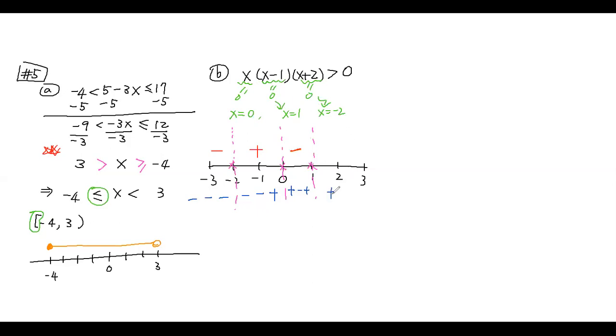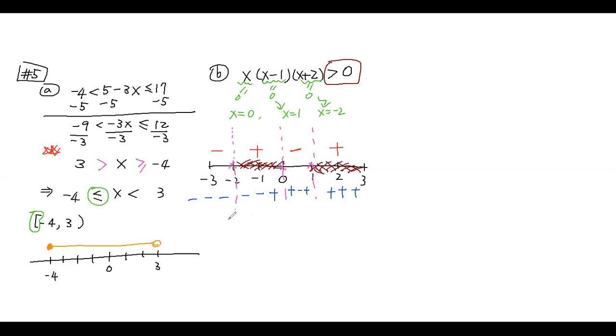So first, x equal to 2 is positive. 2 minus 1 is positive. 2 plus 2 is positive. So the last interval is positive, positive, positive, which is a positive, right? Now you take a look and ask, what is my inequality sign? My inequality sign is greater than 0. That means positive. So my solution will be where I have positives, so these two intervals.